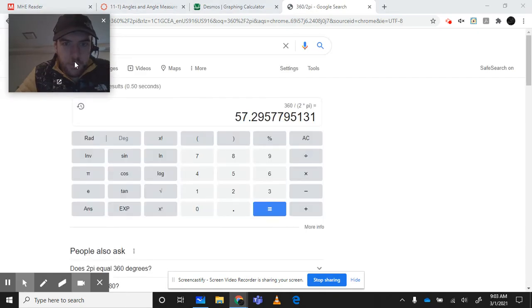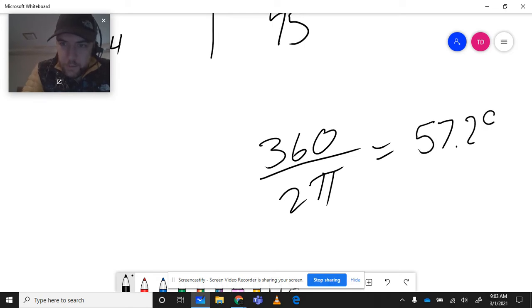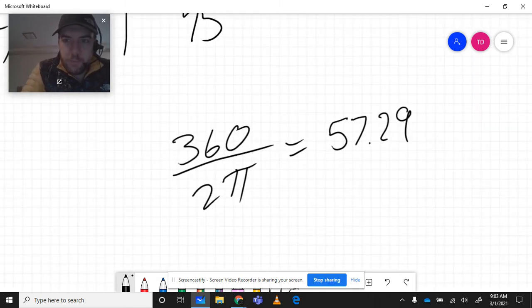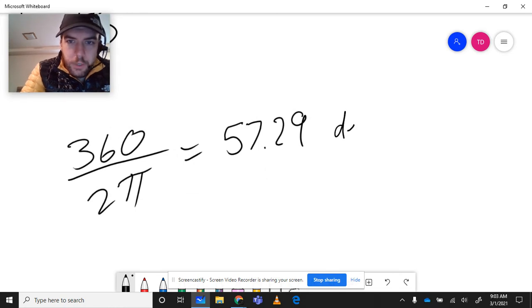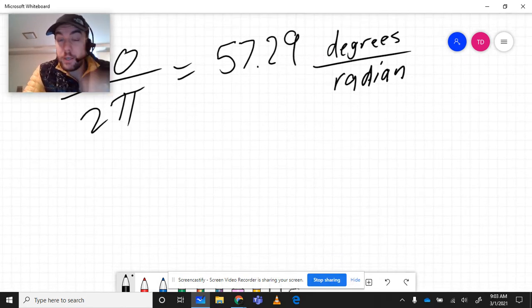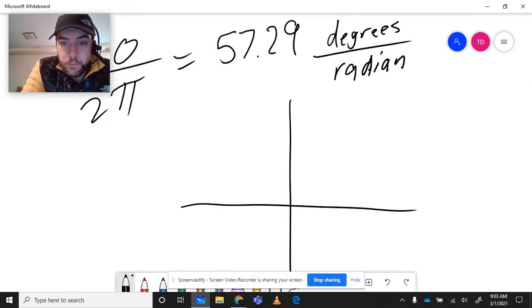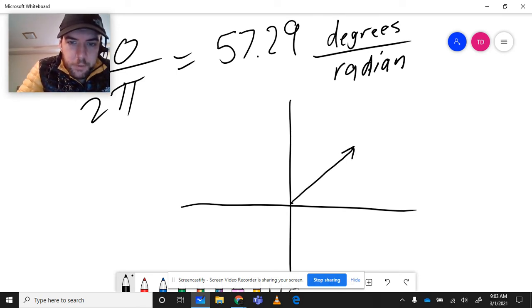We get 57.29. So in terms of degrees, it's kind of a weird number, what a radian is. Okay, 57.29 degrees per radian. That's how many degrees are in a radian. So if you want to imagine, on your little coordinate graph here, what a single radian looks like, well, this would be like 45 degrees.